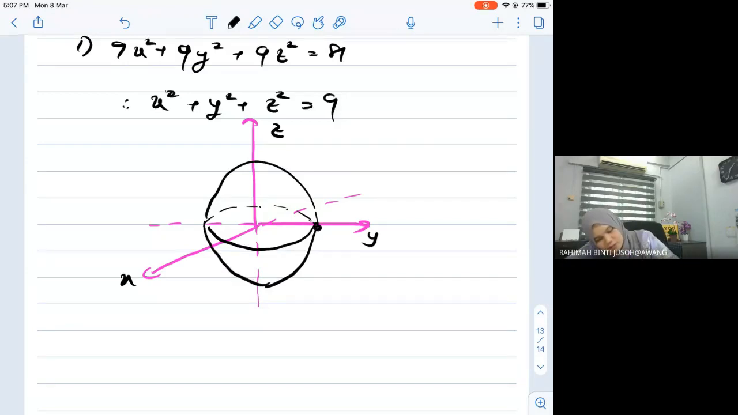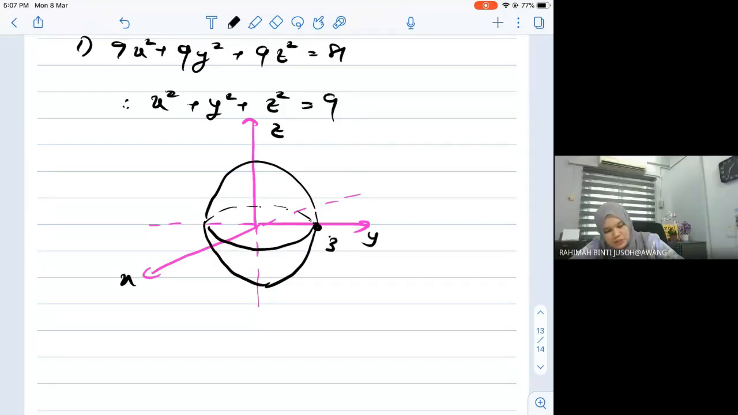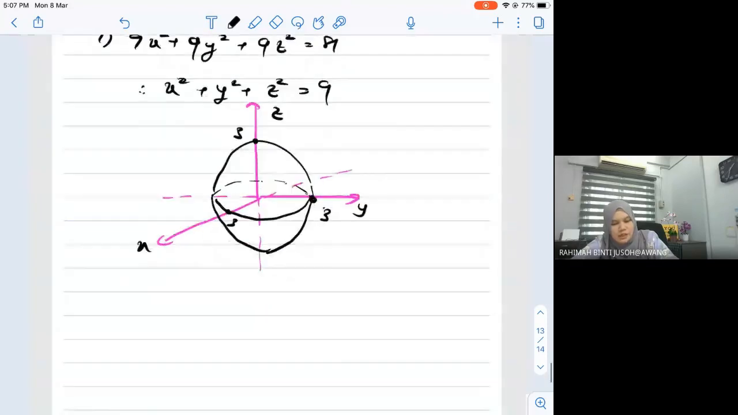Okay, so the radius is what? Now, what's the radius of the sphere? 3. Okay, it should be 3. So atas ni 3, depan ni 3. Okay, 3. So full mark. You jawab macam tu, dia dapat full mark lah.